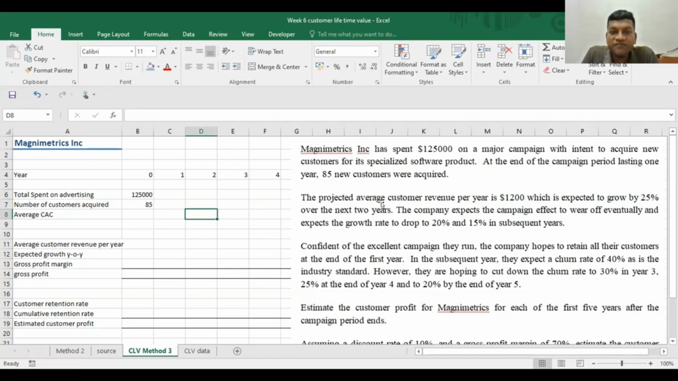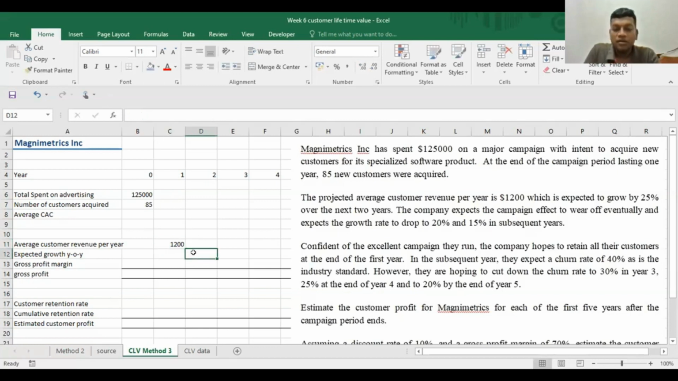The projected average revenue per year is $1,200, which is expected to grow by 25% over 2 years. The company expects the campaign effect to wear off eventually and expects the growth rate to drop to 20% and 15% in subsequent years. So the projected average customer revenue per year is 1,200. So let's say year 1, it is going to get 1,200, and it is to grow by 25% over 2 years.